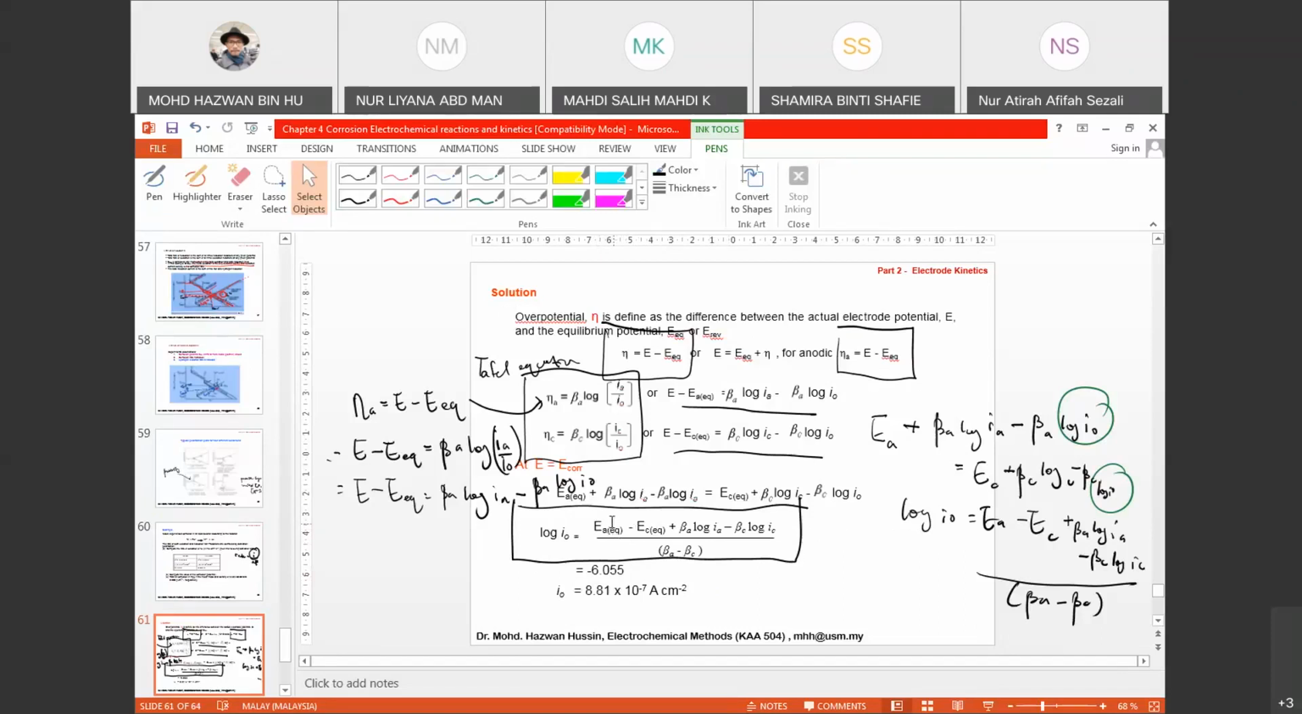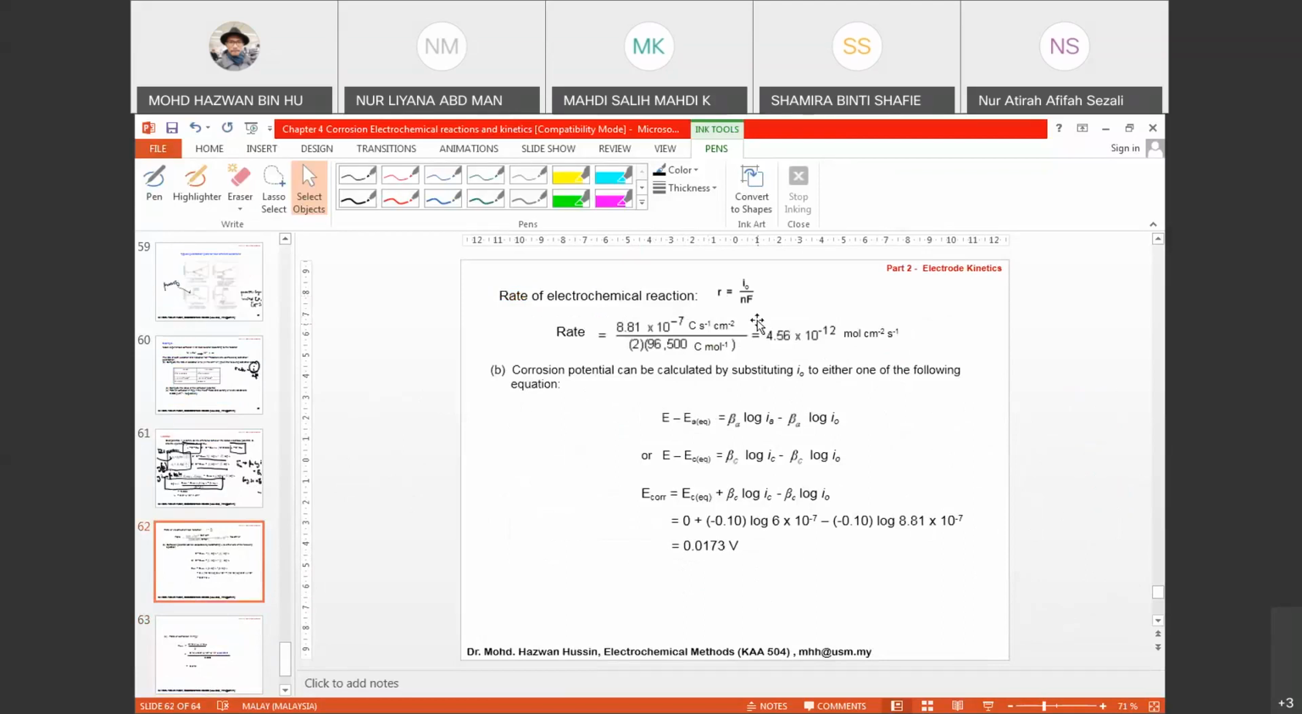Put in the values of the potential of anodic for nickel and for hydrogen, the beta A and beta C values, and the anodic and cathodic currents over beta A and beta C. See if you can get this value. Finally, if you take the anti-log, you will get 8.81 times 10 to the power of 7. I didn't put the values over here because it's a long derivation and calculation. I just put the answer, but you can try and see what you can get.